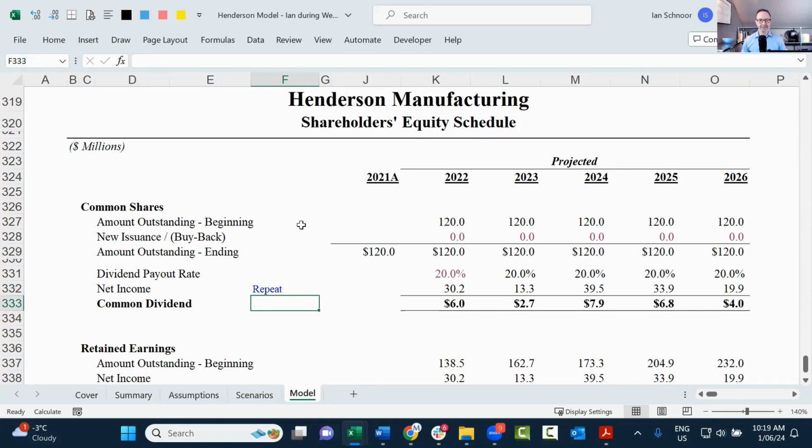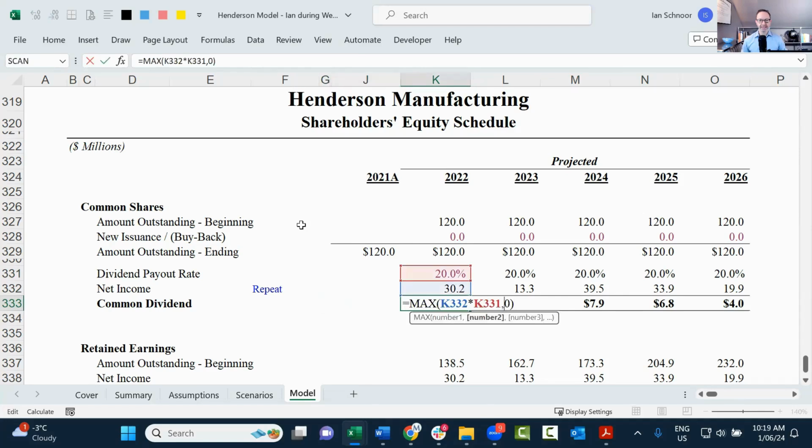Now, the common dividend very simply is a multiplication of the dividend payout rate multiplied by net income, of course, and you can see that here. It is the dividend payout ratio multiplied by the net income. We're using a max function as well. We're saying take the maximum of that or 0 because if net income is negative, I do not want to see a negative dividend.